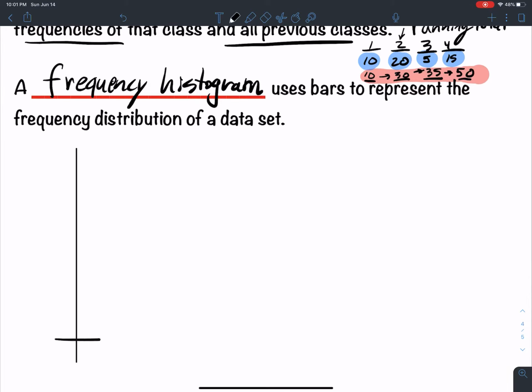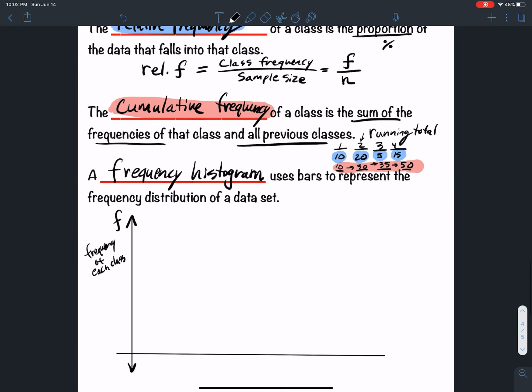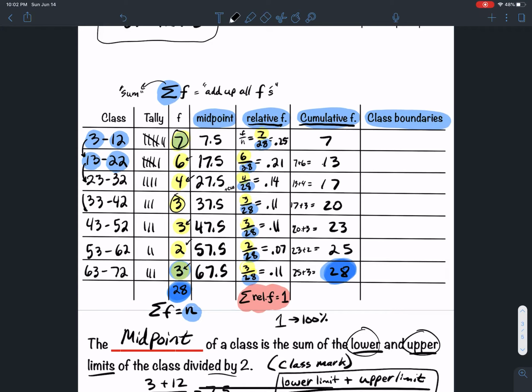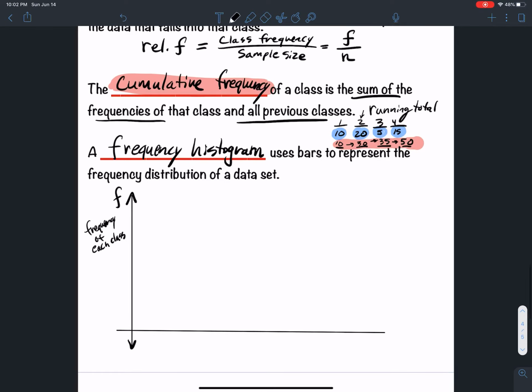So I'm going to have two axes. The first, the vertical axis, this up and down right here, is going to be measuring the frequencies of each class. So this is F, the frequencies of each class. When I look at my frequency distribution up here, the biggest frequency I see is a class of 7. So I at least need to get tally marks up to 7. So I go 1, 2, 3, 4, 5, 6, 7.